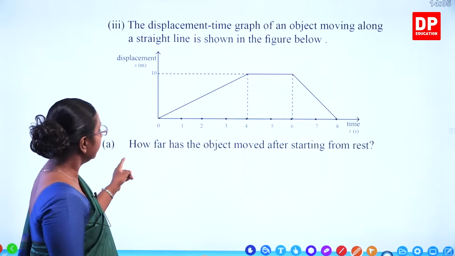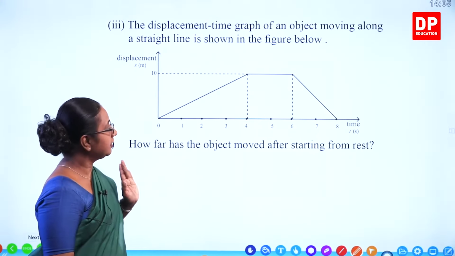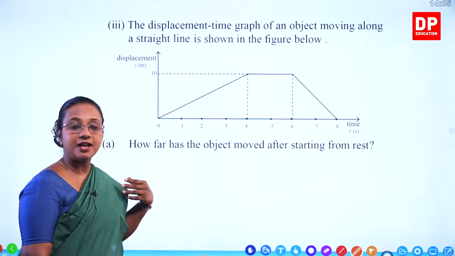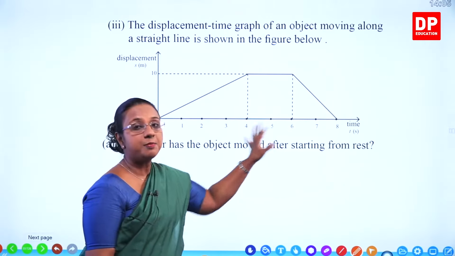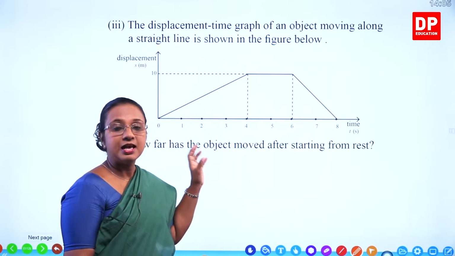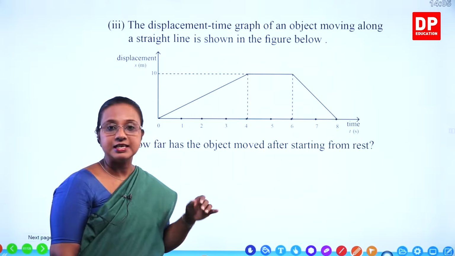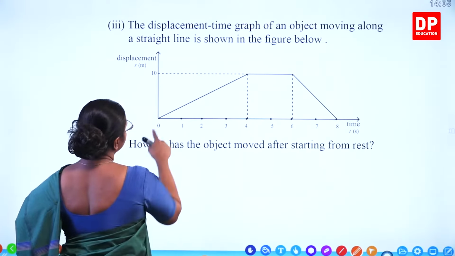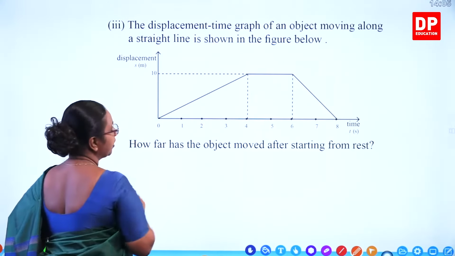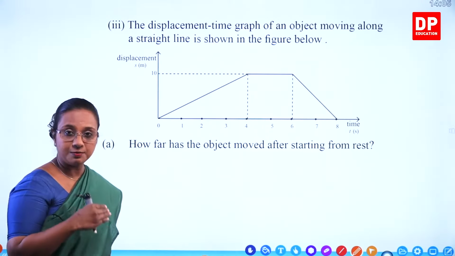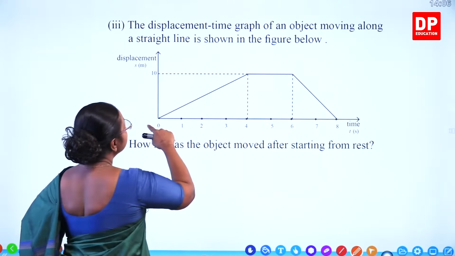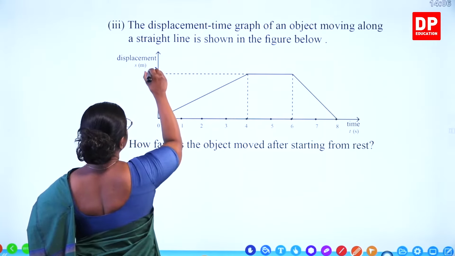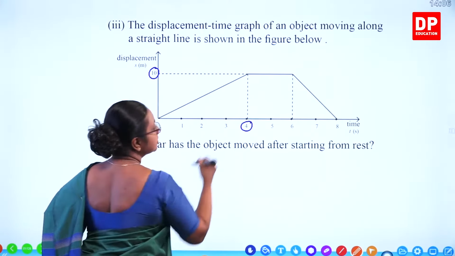So, how far has the object travelled? So, in order to identify that, first get an idea about the shape of the graph. That means the way the object has travelled. So, starting from time 0, that is starting from 0 point is the rest, initial point, initial position. The object has moved a displacement of 10 meters in 4 seconds.